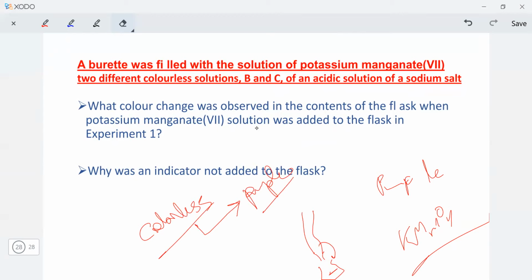Why don't I need an indicator in this case? Because potassium manganate is already pink in color. One excess drop, the color of the solution will turn into pink, indicating the end point.